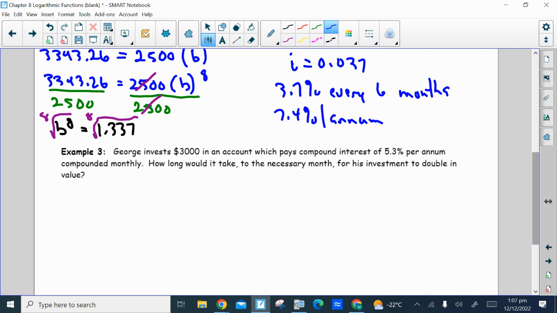Example 3 says that George invests $3,000 into an account which pays compound interest of 5.3% per annum, compounded monthly. How long would it take to the necessary month for his investment to double in value? So using the formula, A the amount equals little a times B to the power T over P. He started with $3,000. We want to know how long it would take for the investment to double. So the amount that he ends up with has to be twice what he started with. Starts with 3,000, has to end up with 6,000.